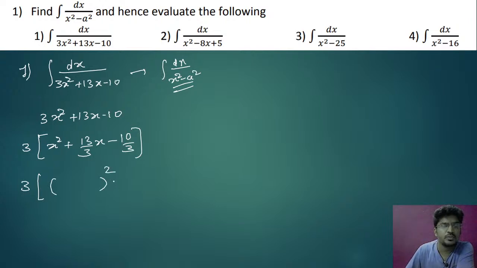Write this bracket, put this square. What is your first term? X. Write it. Plus, you have to divide the second term by 2. You have to divide the second term by 2, what does that mean?